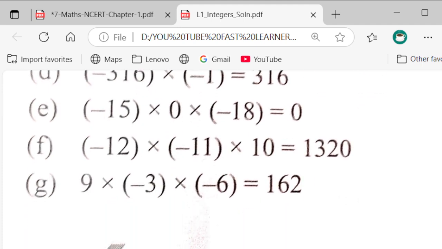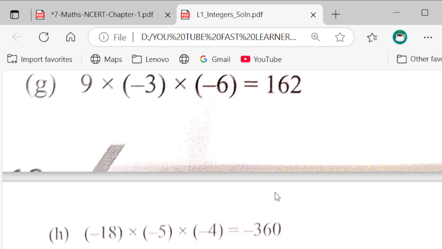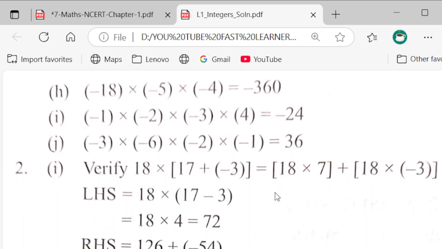And then, sorry, I forgot to show you. So again, minus 15 into 0 and minus 18 into 0, answer 0. Minus 12 into minus 11, answer becomes plus 132 multiplied by 10, 1320. And then 9, here two negative numbers, product is 6 3s are 18. 18 9s are 162. Let's see next.